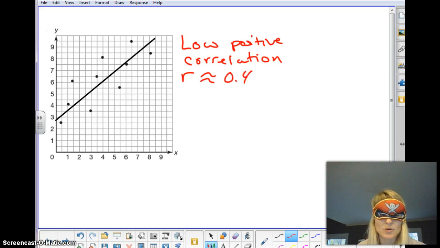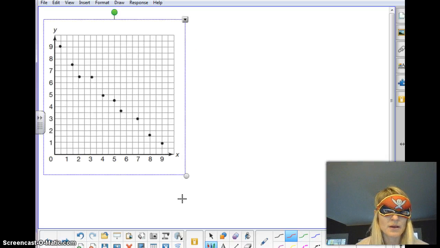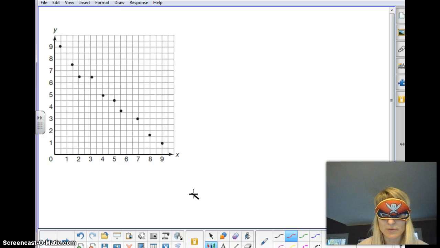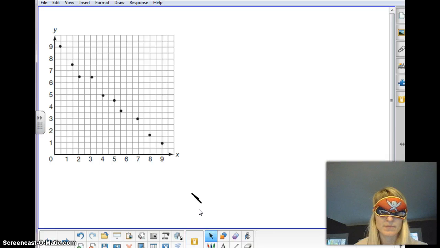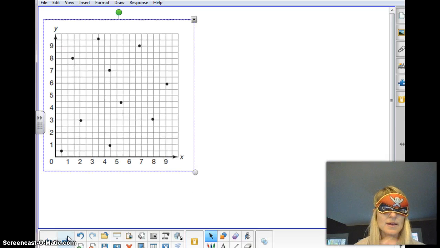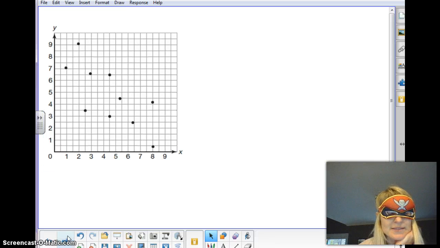Okay, so I'm going to have you take a couple guesses on the next ones, and we'll talk about this in class more tomorrow. So I want you to try this one. What do you think this one would be? What kind of correlation would that be? And then I'd like you to try this one. Hopefully you know this one. And lastly, give this one a go.